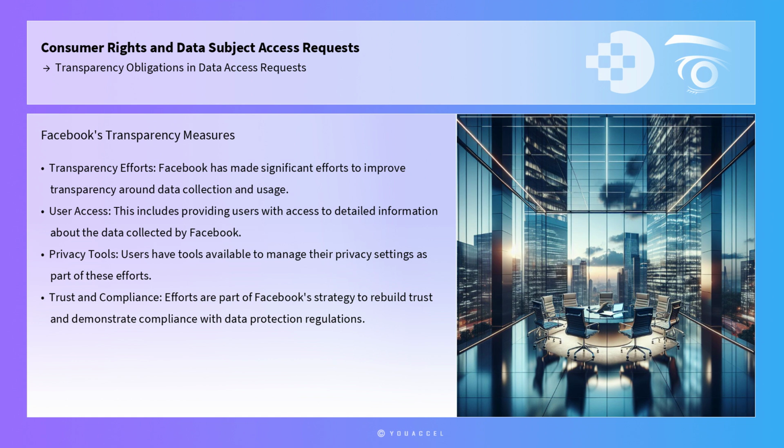Another example is the implementation of transparency measures by the social media platform Facebook. In response to privacy concerns and regulatory scrutiny, Facebook has made significant efforts to improve transparency around data collection and usage. This includes providing users with access to detailed information about the data collected by Facebook, as well as tools to manage their privacy settings. These efforts have been part of Facebook's broader strategy to rebuild trust with its users and demonstrate compliance with data protection regulations.